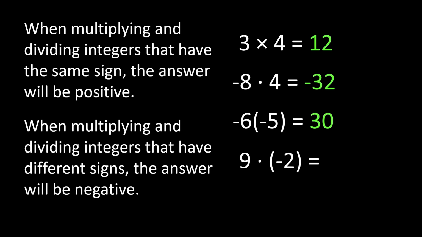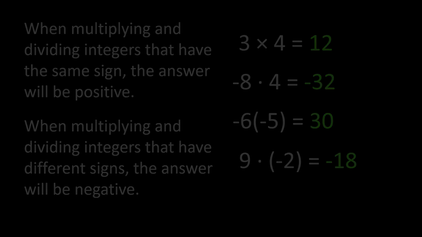In 9 times -2, you see the -2 in parentheses. Because we have the negative sign next to our operation sign, the parentheses help you see that the 2 is negative. 9 times 2 is 18, and the product will be -18 because we multiplied integers with different signs.